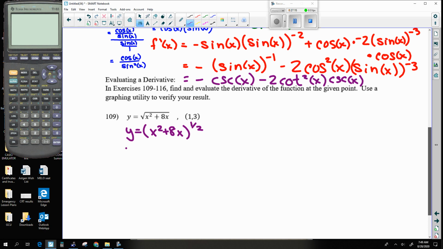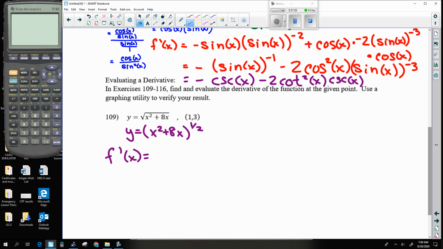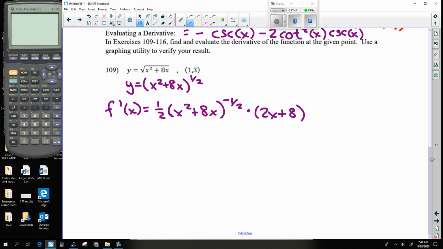So the derivative of this, I'm going to call it f prime. The derivative is going to be 1/2 times the quantity to the -1/2 times the derivative of the inside, which is 2x plus 8. You can put this together, kind of. I'm going to leave it just as is, because a lot of times things get messed up when you clean it up.